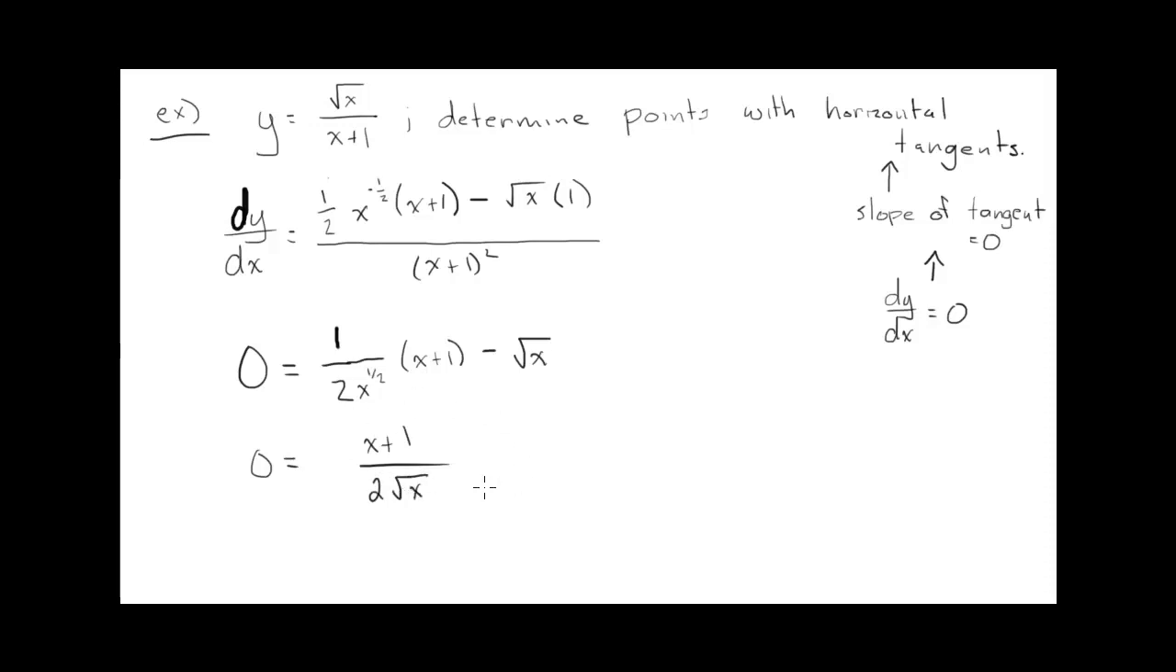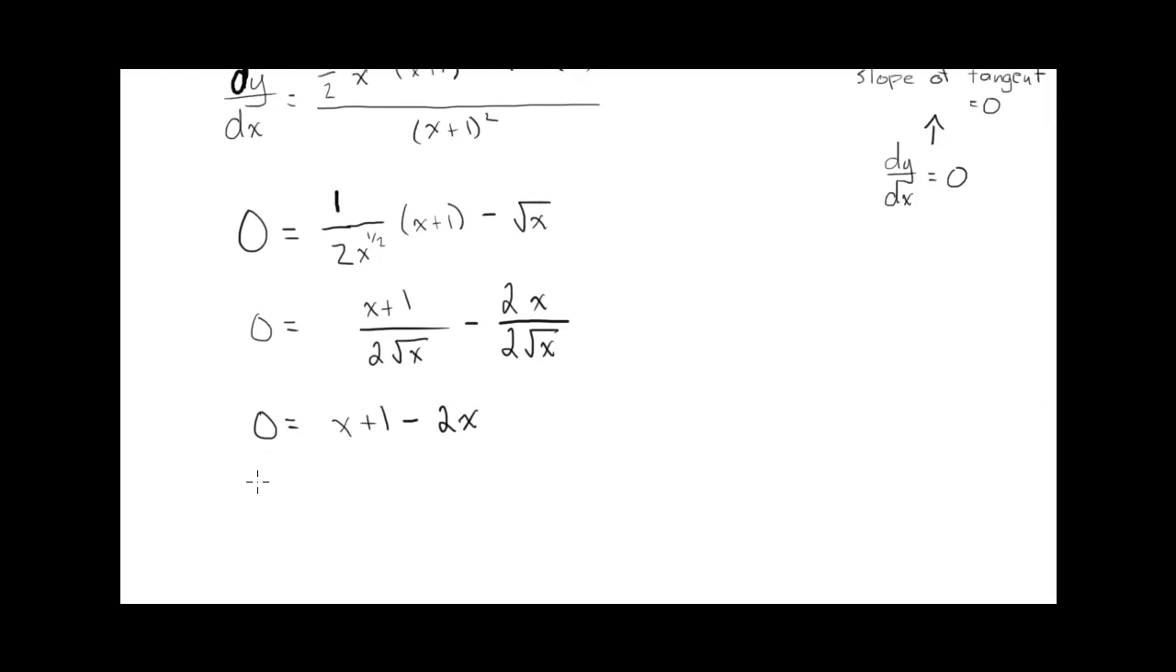x to the half is root x, minus, and then I want to get this over 2 root x, so I'll have to multiply this times 2 root x. So that would be 2x. 2 root x times root x is 2x. So 0 equals, and then again, I just care about the numerator. So x plus 1 minus 2x, and you can think of it as multiplying by 2 root x, or whatever. So 1 minus x, so x is equal to 1.